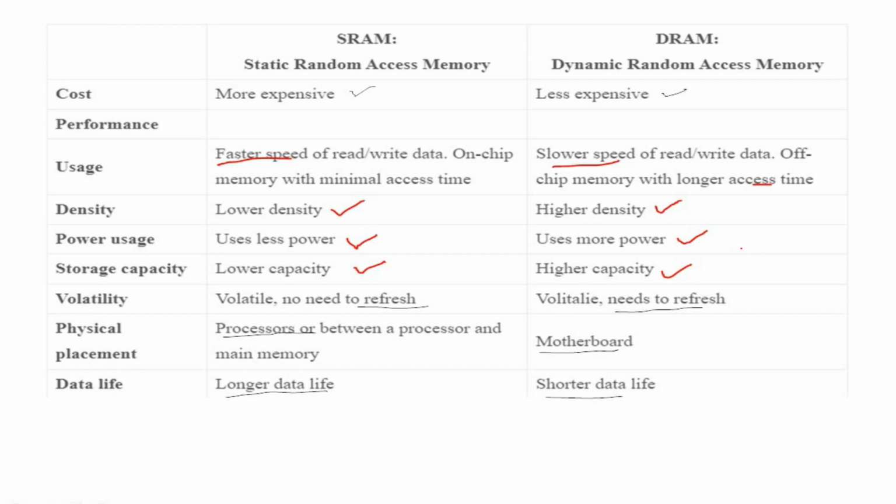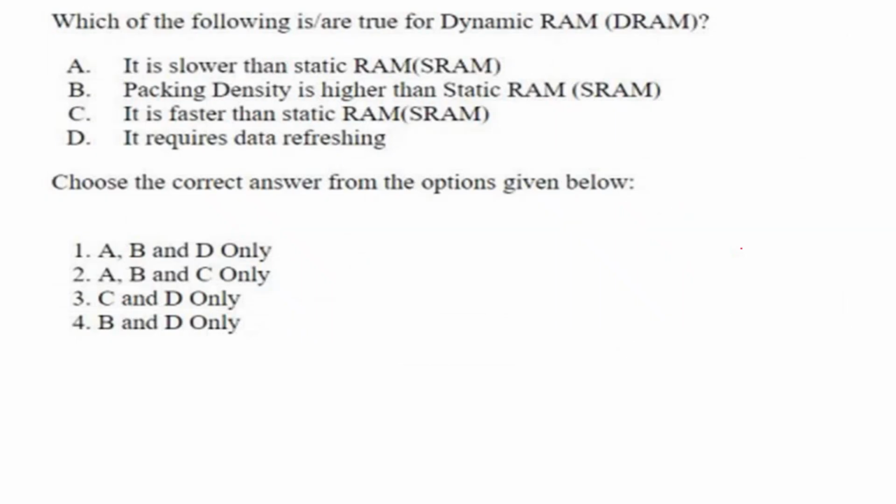So now let's solve the question we have. It says it is slower than static RAM. Yes, it is correct. Packing density is higher than static RAM. Yes, this is also correct. It is faster than static RAM. No. It requires data refreshing. Yes, we have seen that it is volatile and needs to be refreshed. So which option is matching? A, B and D. The first one.